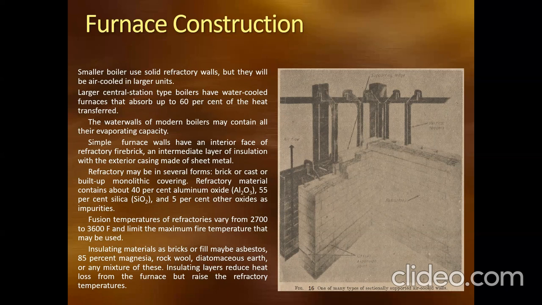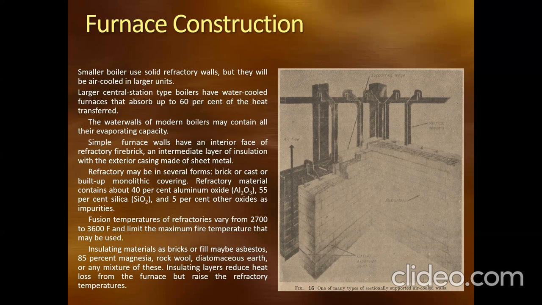Larger central station type boilers have water-cooled furnaces that absorb up to 60% of the heat transferred. The water walls of modern boilers may contain older evaporating capacity. Usually these are wall tubes. So, water also passes through there and becomes steam. These are called water walls. So, heat transfer.